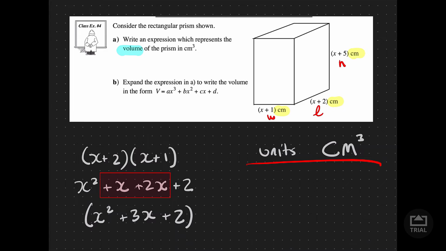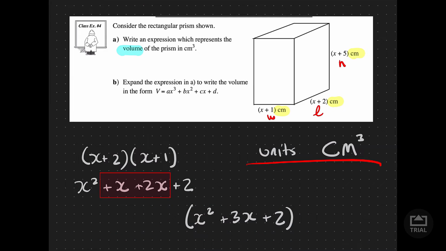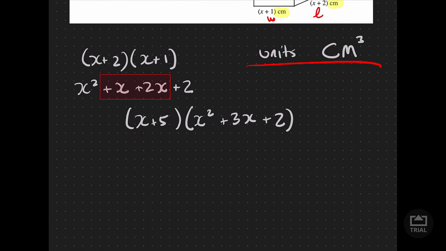And now we want to multiply that to the height, which is x plus 5. I prefer to put the binomial in front and the trinomial at the back, but it doesn't really make a difference. So in this case, I've got an x plus 5 that I'm going to be multiplying to that trinomial. So let's deal first with the x, and you can see I have x times x squared, which is going to be x cubed. x times 3x is going to be positive 3x squared. x times 2 is going to be positive 2x.